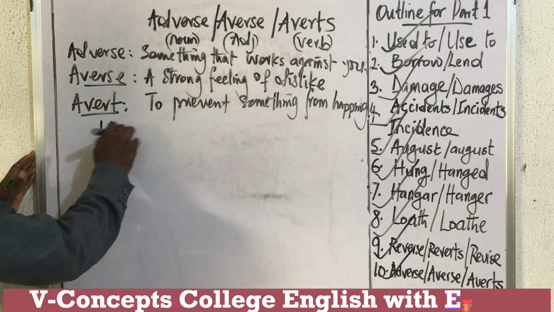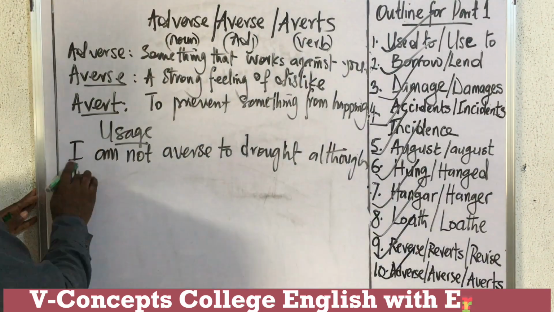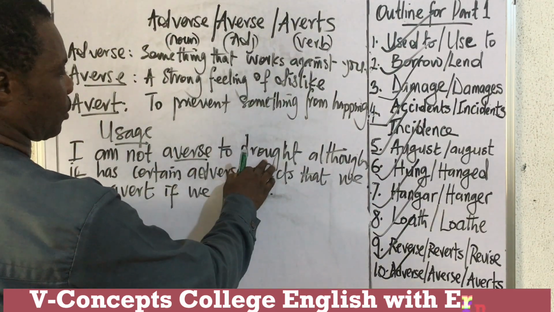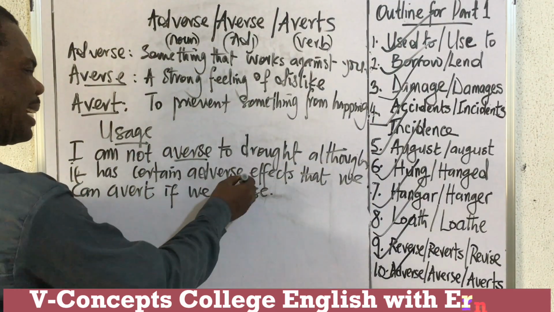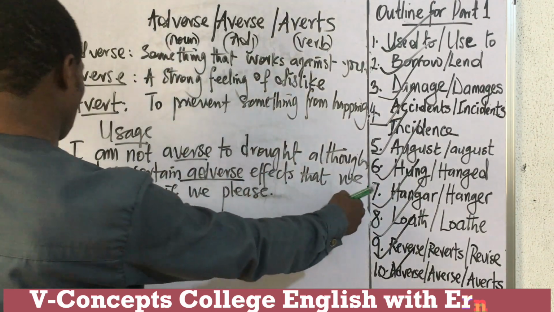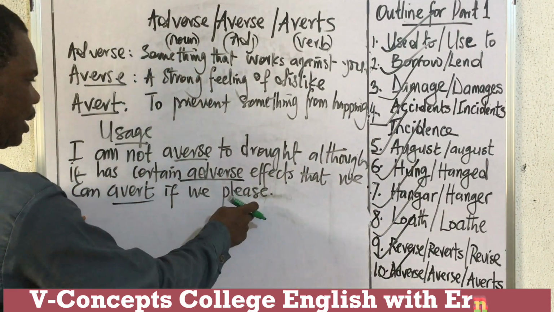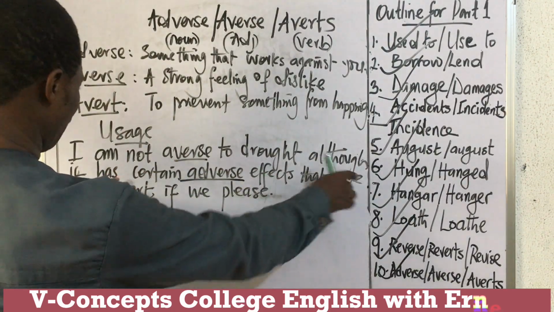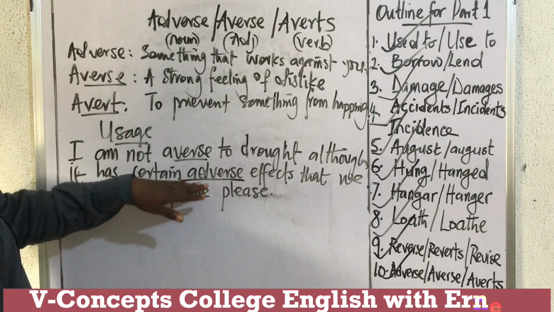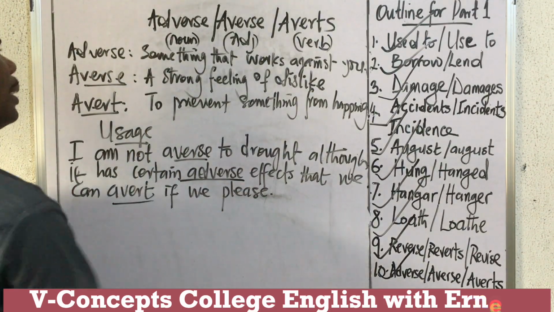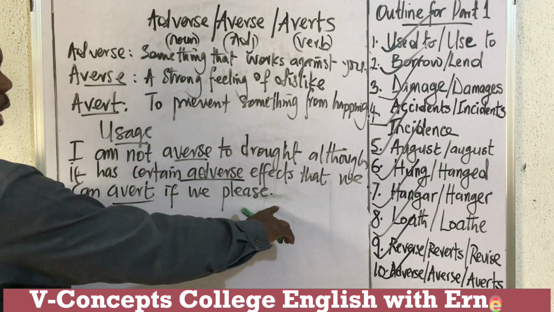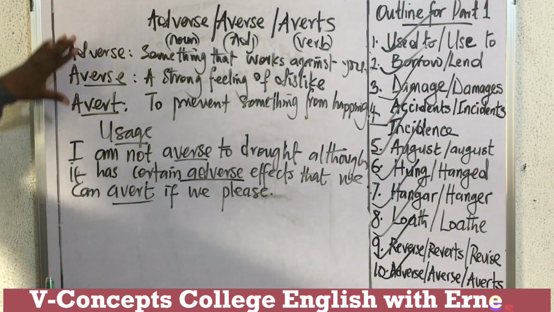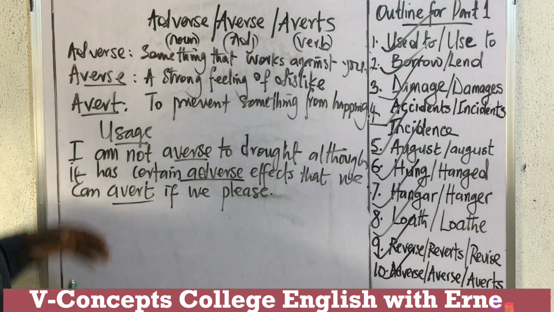Now let's look at the usage. I am not averse to drought, although it has certain adverse effects that we can avert if we please. That is, I do not dislike drought, although it has certain displeasing effects that we can prevent if we choose to. So this is an expression involving the use of the 3 words.